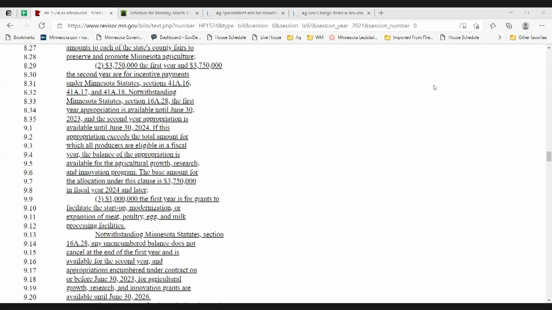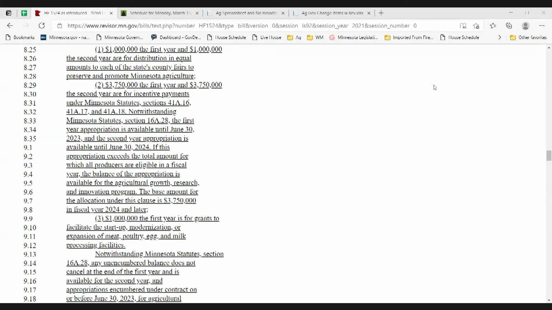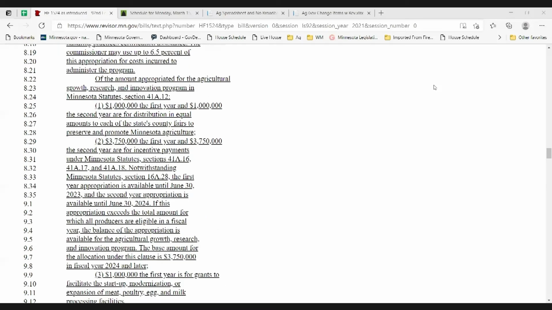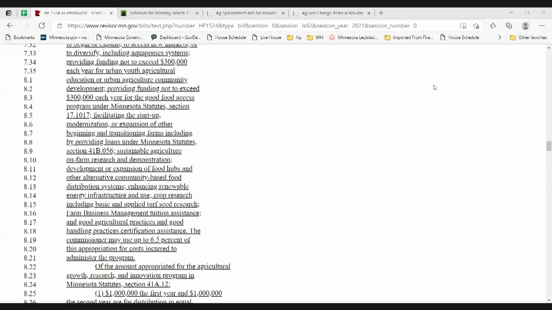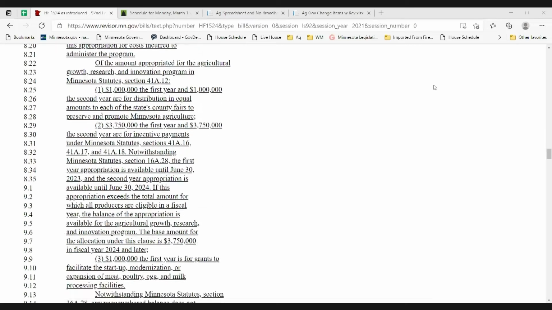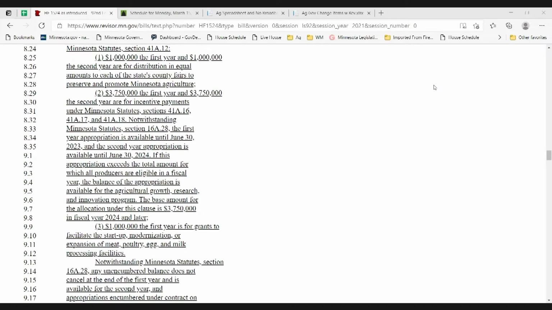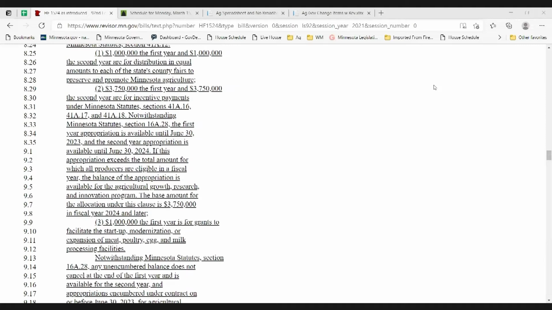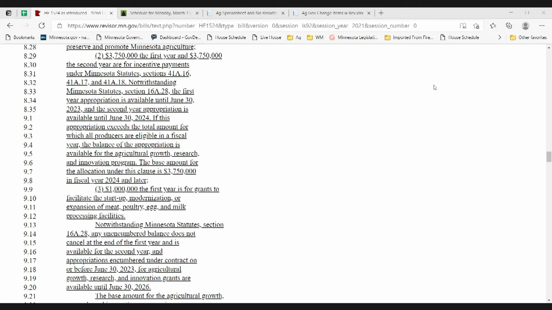And you'll see the allocations, or the earmarks, you might say, within the total appropriation begin on 8.25, which is common. You scroll down just a little bit. There we go. See that there's $1 million each year of the total appropriation that can only be used for distribution to the state's county fairs to preserve and promote Minnesota agriculture. The next, clause 2, starts on 8.29.